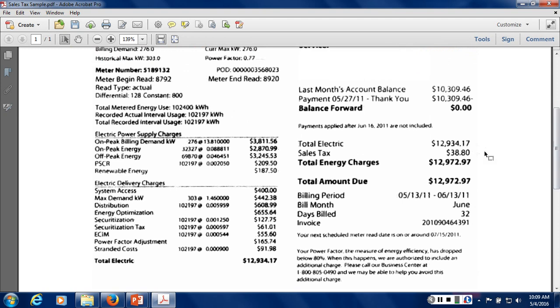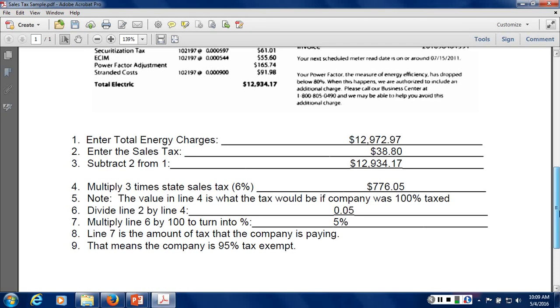Now, we need to go down at the bottom, and here is the basic calculation. Enter the total energy charges. Enter the sales tax. If we subtract 2 from 1, we get the subtotal, which is on the utility bill. Multiply line 3, which is that subtotal, by the sales tax. This is the amount that they should have paid if they were 100% taxed. Now we divide line 2 by line 4.